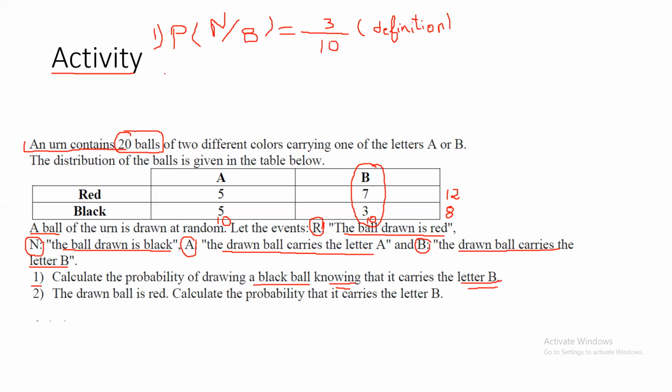Now, as the rule, George, what is the rule we have seen at the beginning of this period? What is N given B? Probability of N intersect B over probability of B. So we are going to find each one alone.